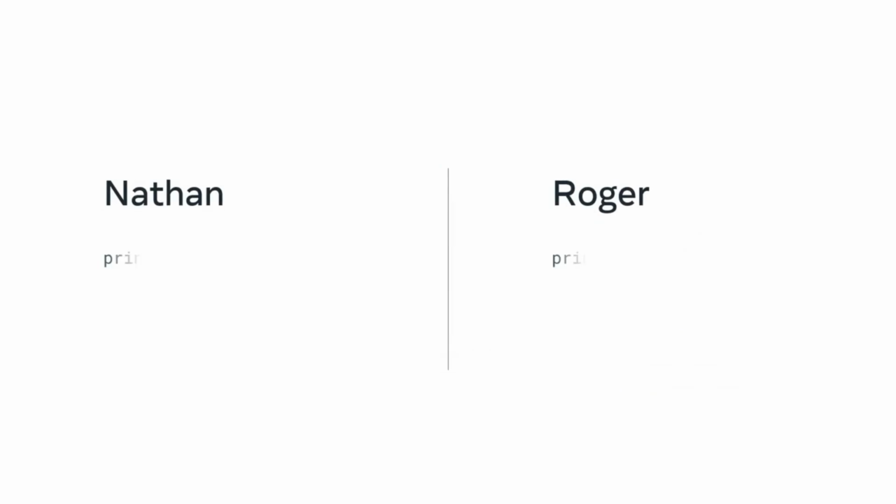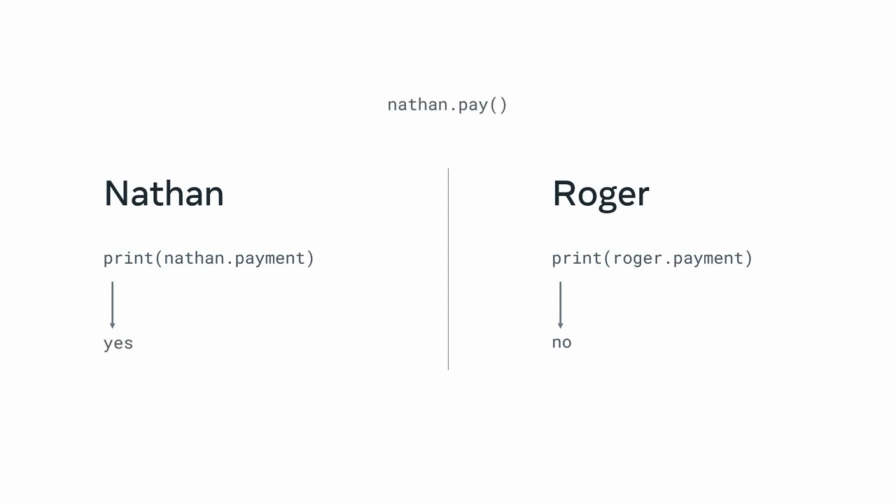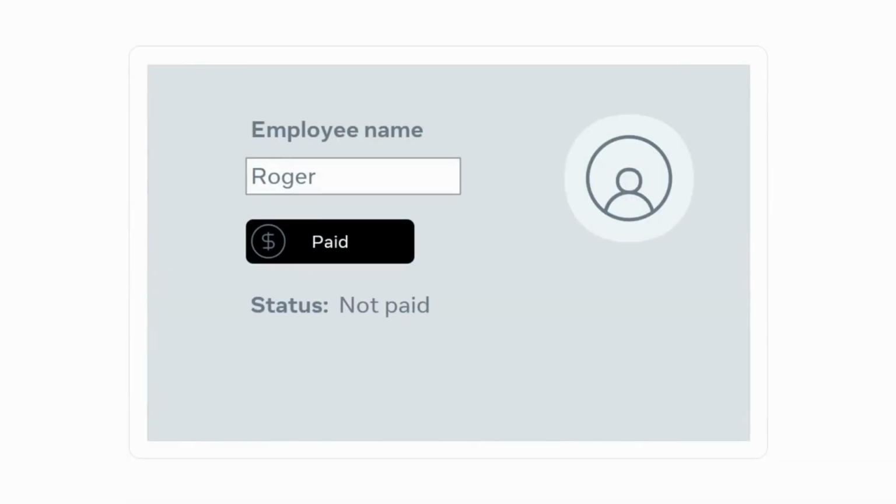In the coding example, I didn't print the variable values after calling the pay function, but if I did, it would show that the payment instance variable for Nathan changed from no to yes, while Roger remained no. Now let's imagine that this code is the basis for an online payment system. It would allow either manager to click on the paid button for an employee, which then updates that employee's status. No more back and forth calls.